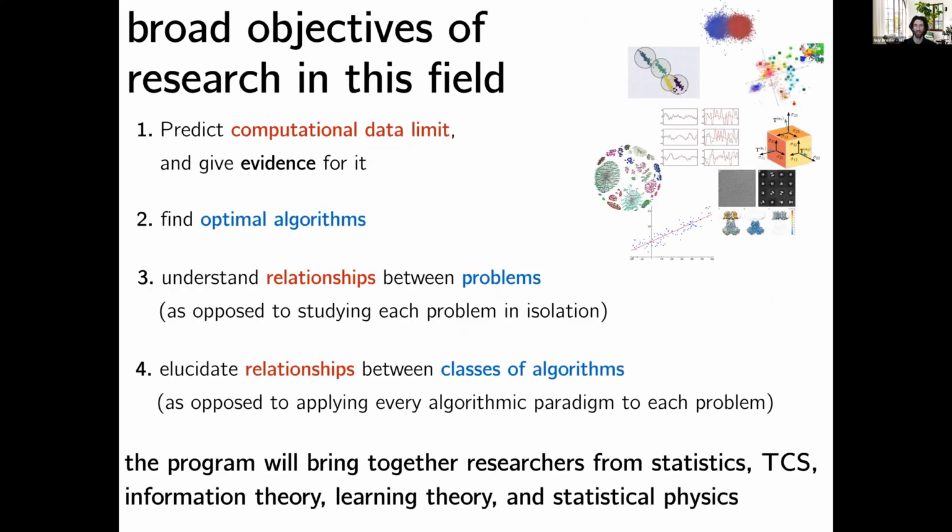The broad objectives of the field in a nutshell are: one, what is the amount of data that is needed by computationally efficient algorithms? Two, if we have notions of optimality that are supported by item one, then what are those optimal algorithms that achieve this minimum? More broadly, can we understand relationships between problems, as opposed to studying problems in isolation, which is what's traditionally done in statistics? And can we elucidate relationships between classes of algorithms, instead of just applying every possible algorithm to every statistical problem? Can we understand some hierarchy of their power?